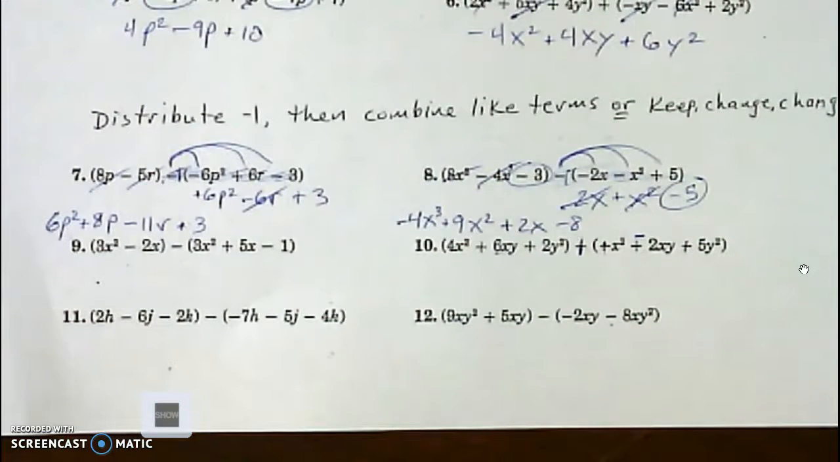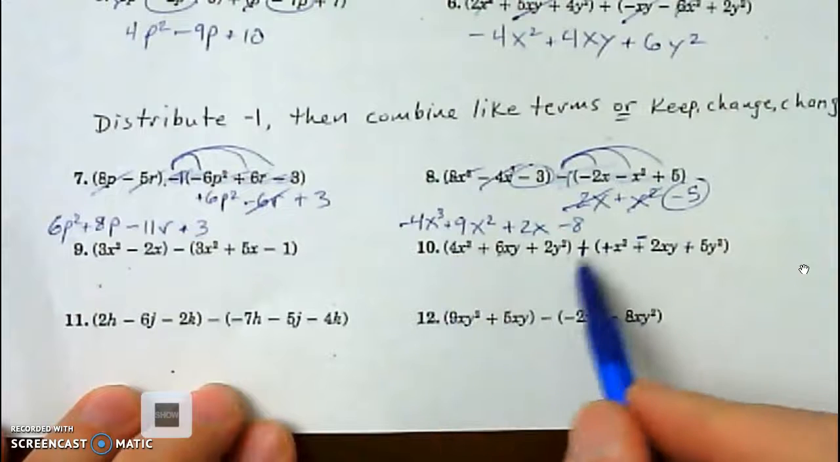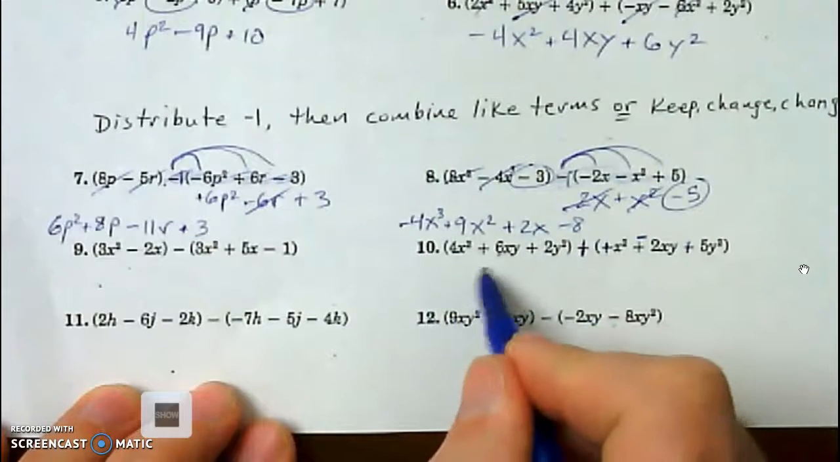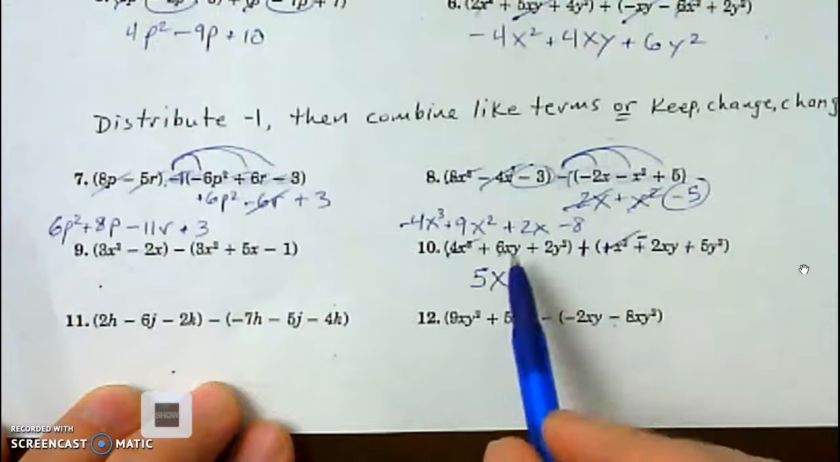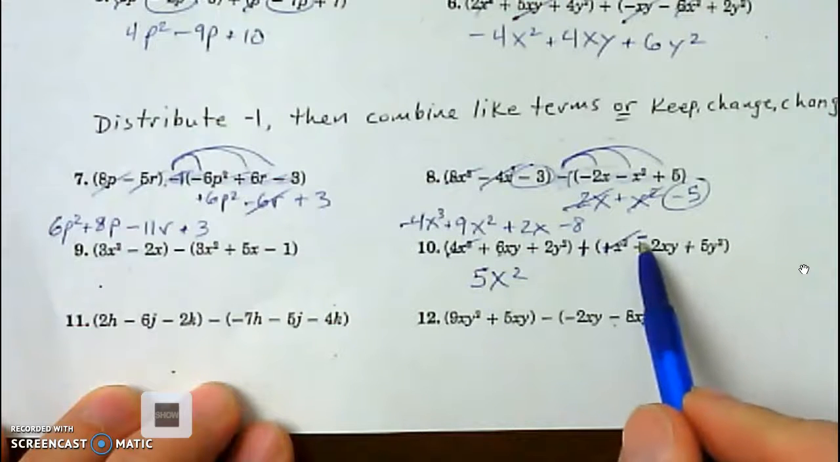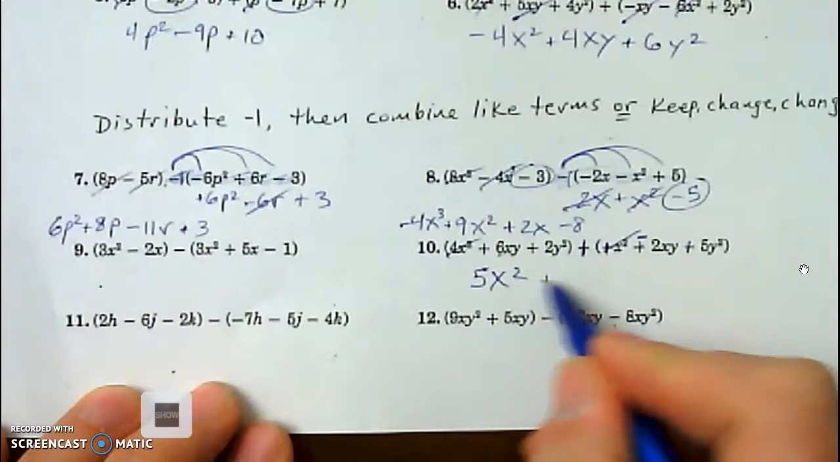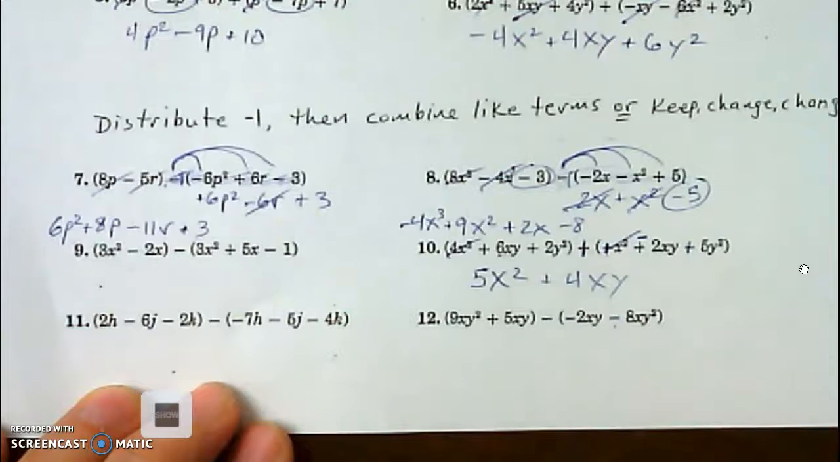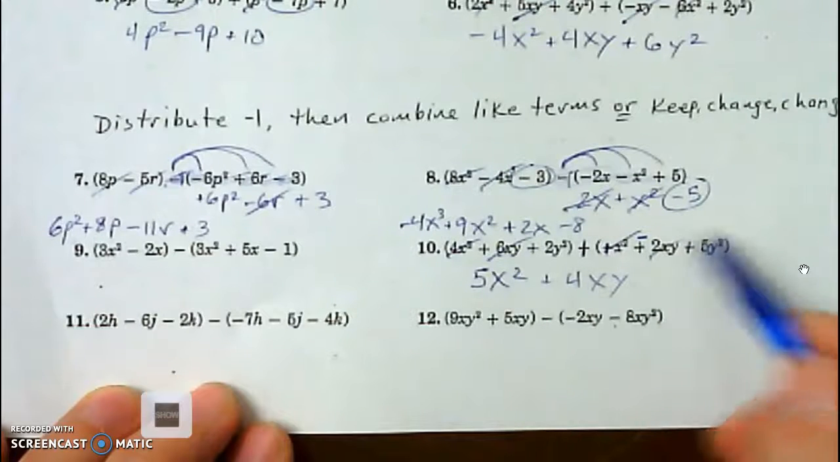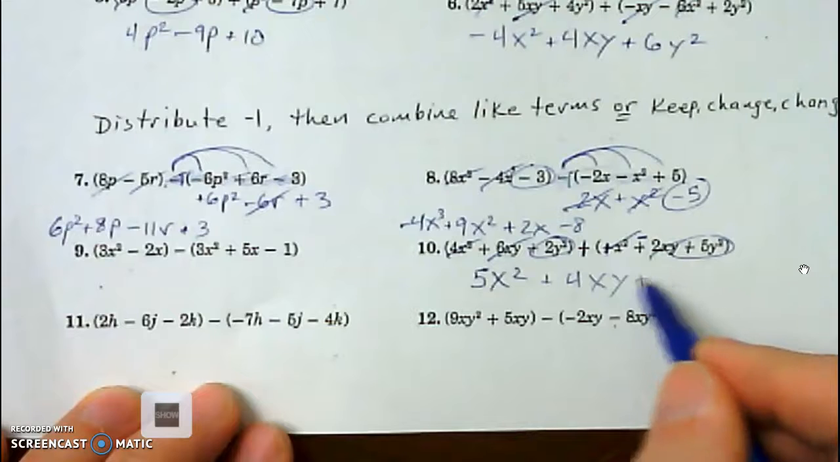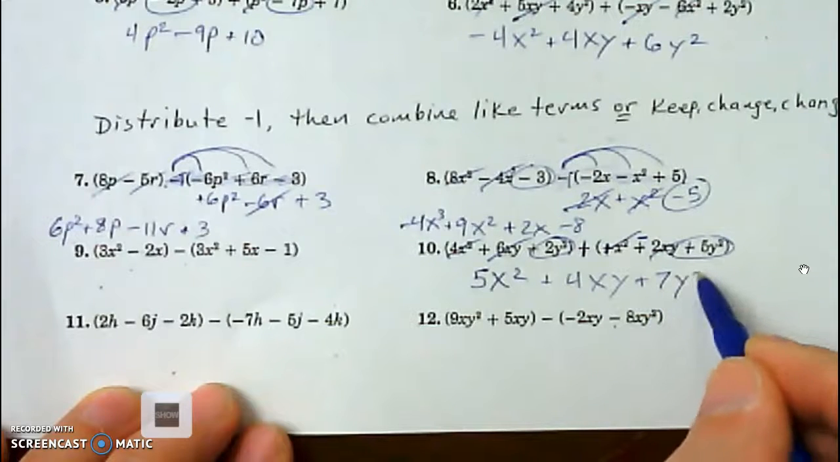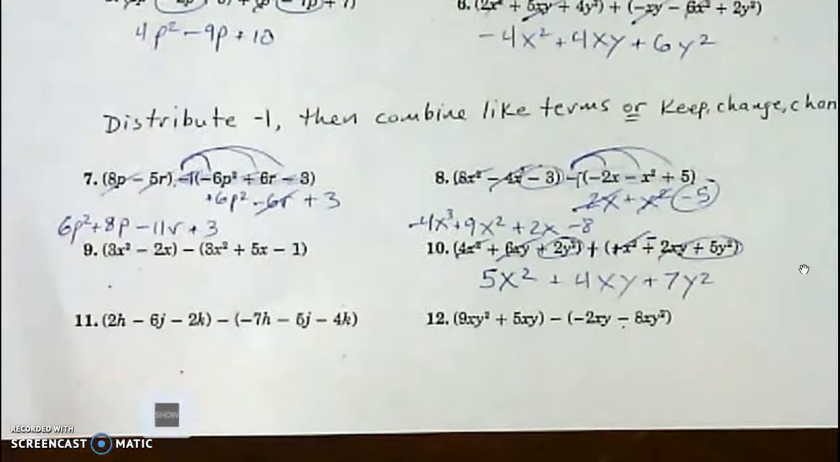And we just add. Okay, 4x squared plus 1x squared is 5x squared. 6xy plus negative 2xy is 4xy. I'm done with xy and y squareds. I have 2 plus 5 is 7y squared. Okay, we can do another one. I know the video is starting to get a little bit long.